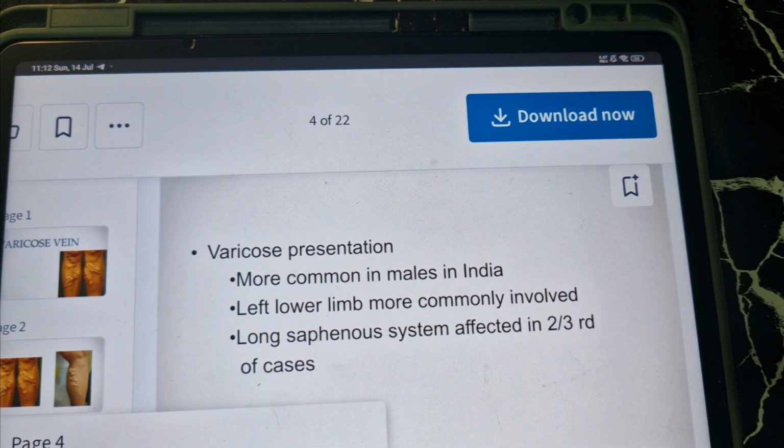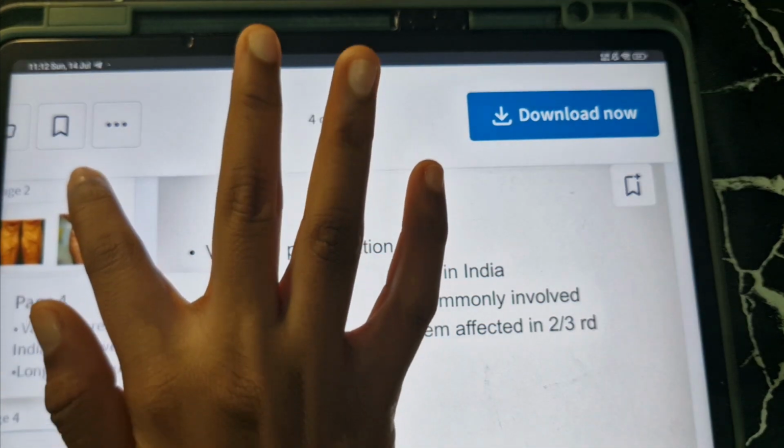Presentation: more commonly seen in males in India. The lower left limb is more commonly involved. The long saphenous system is affected in 2/3 of cases.